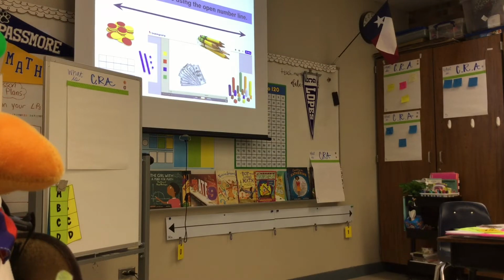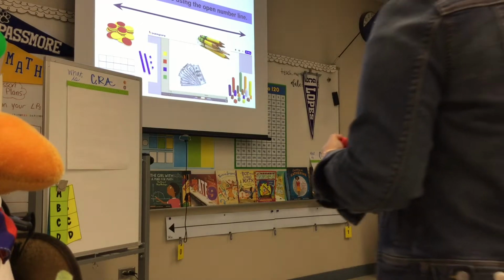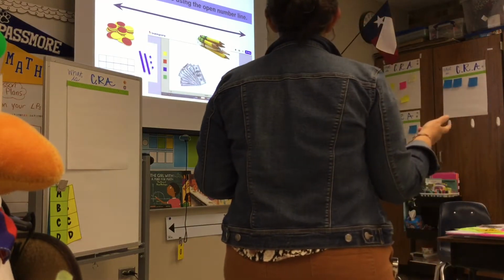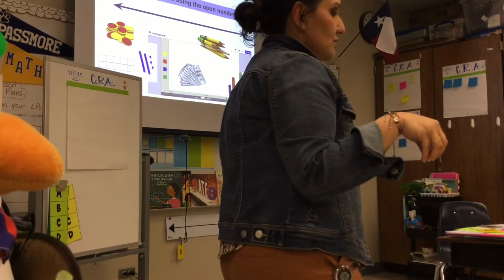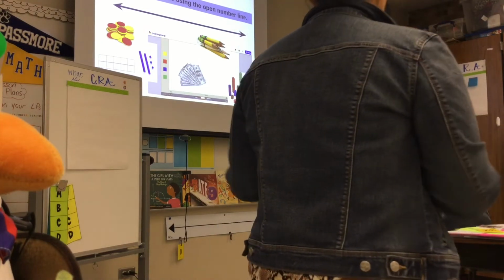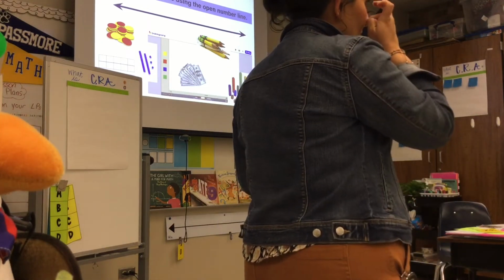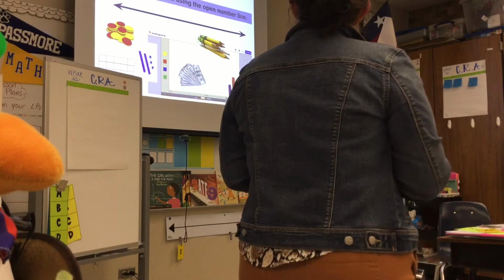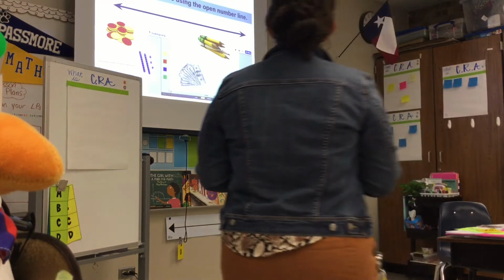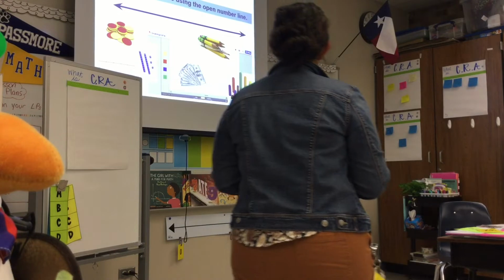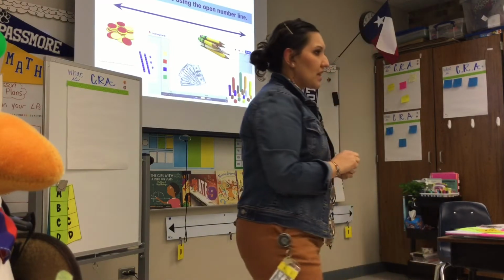The TEKS is order whole numbers up to 120 using place value and open number lines, okay? It's kind of a lot. It can be a hefty goal because you have to use place value and you have to use number lines. You may want to separate those and then later bring them together into one task. Your task today, though, is to order numbers using the open number line, right?